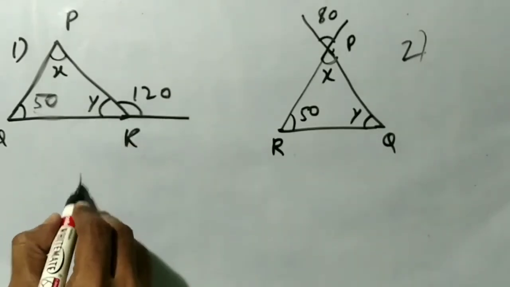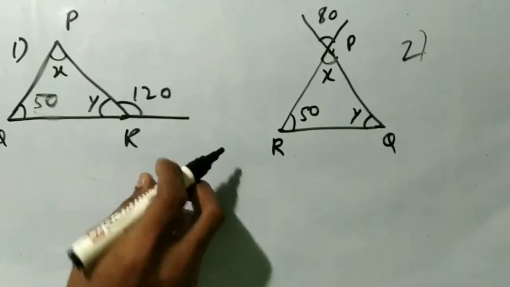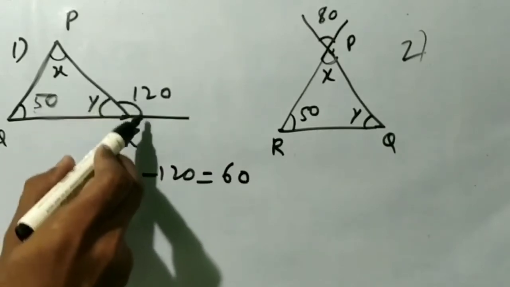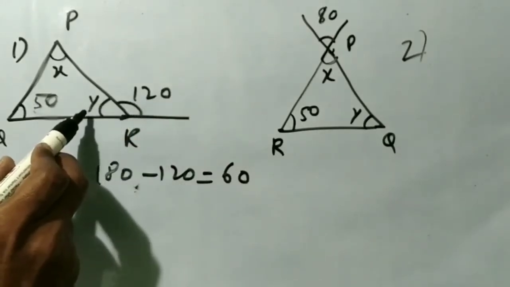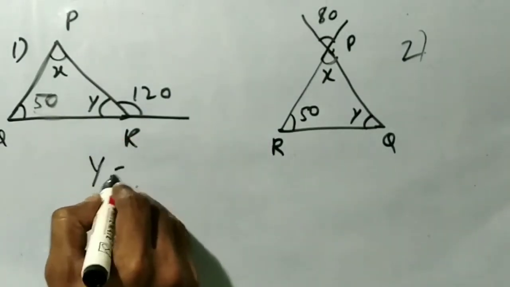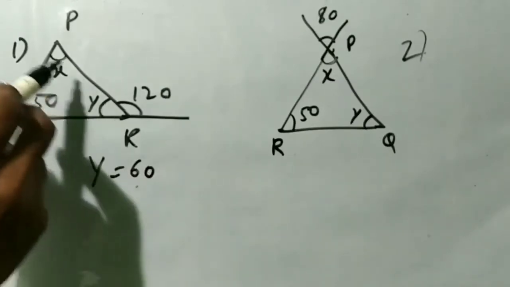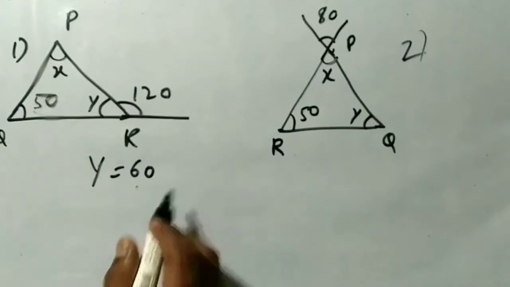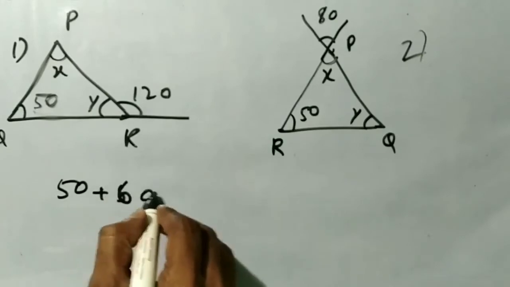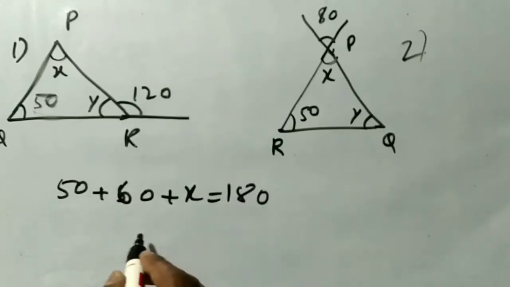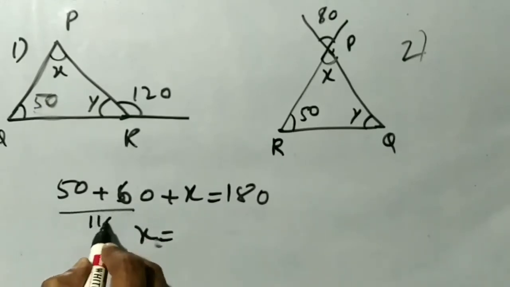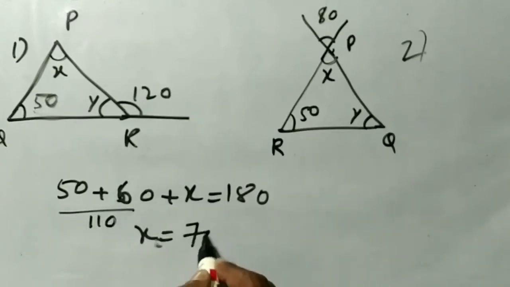So 120, that is 180 minus 120 is equal to 60, because the total straight line is 180. Here y is equal to 60. We know that the sum of the three angles is equal to 180, so 50 plus 60 plus x is equal to 180. By solving, 50 plus 60 is 110, and 180 minus 110 is 70. So x is equal to 70.